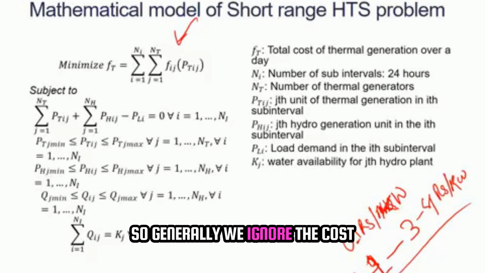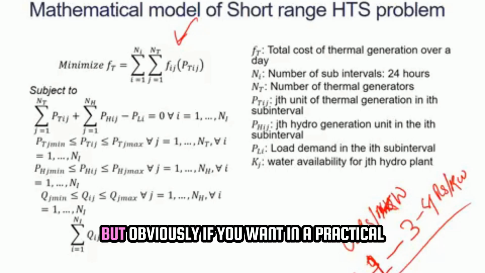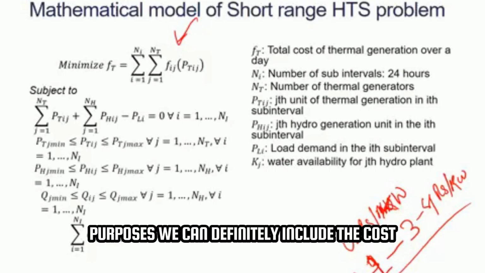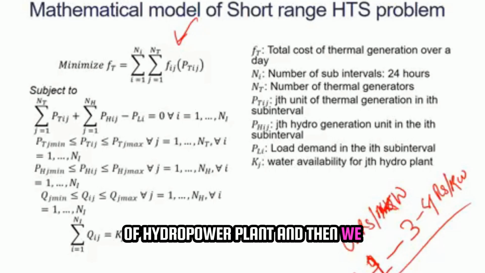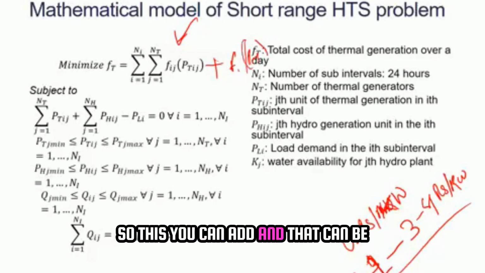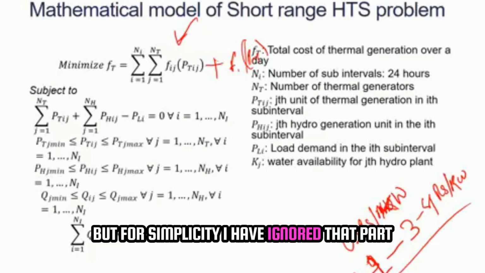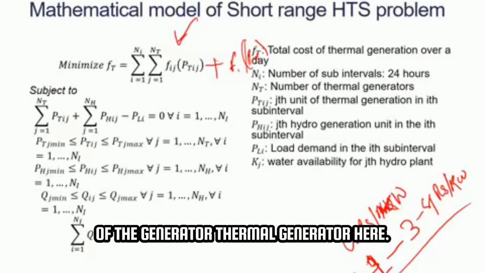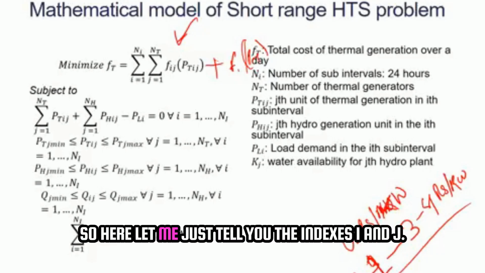So generally we ignore the cost for the hydropower plants, but obviously if you want, for practical purposes, we can definitely include the cost of the hydropower plant, and then we can add here the cost function of PH. This can be added in the objective function. But for simplicity, I have ignored that part, and we are just including the cost function of the thermal generator here.